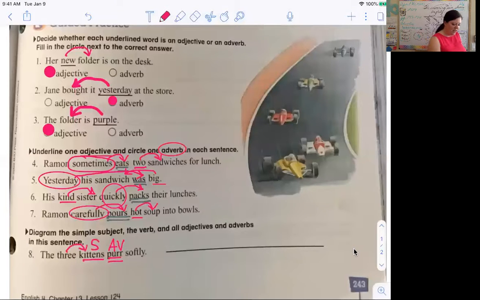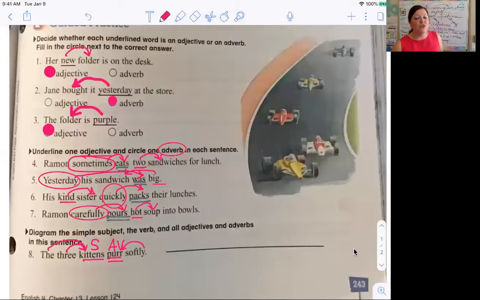The is describing kittens. Now there could be an adverb. An adverb describes verbs. They often end in what? Ly. Miss Gracie, what do you see there? Softly. So I'm going to draw an arrow from softly to purr because it's telling us how they're purring. Have you ever heard a kitten purr? It's a pretty sound. Okay, now that our identifying is done correctly, it's time for us to diagram.